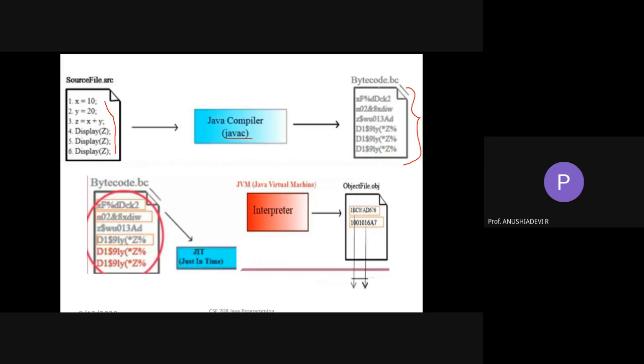Then this bytecode is executed by the interpreter, the Java Virtual Machine. Within it, as I told you, we have one just-in-time compiler. What is the purpose of this just-in-time compiler? It will improve the performance of the JVM. The JVM will convert this bytecode to object code line by line. Before that, this just-in-time compiler goes through the full code.